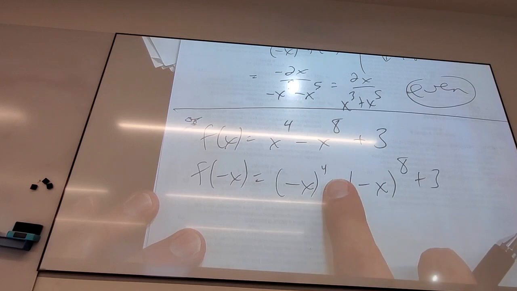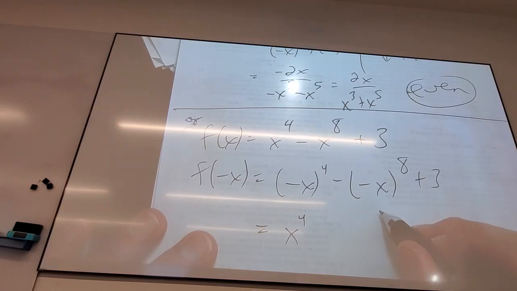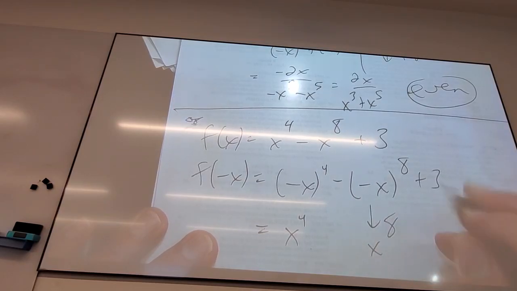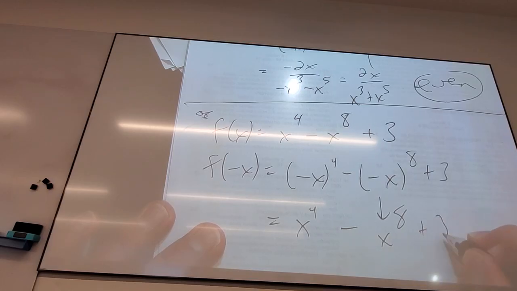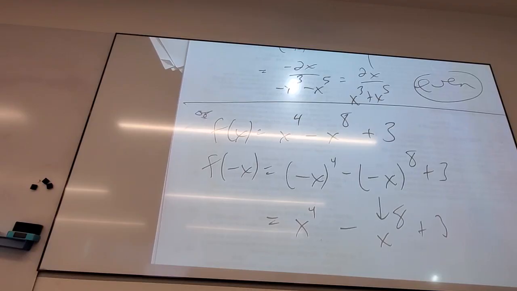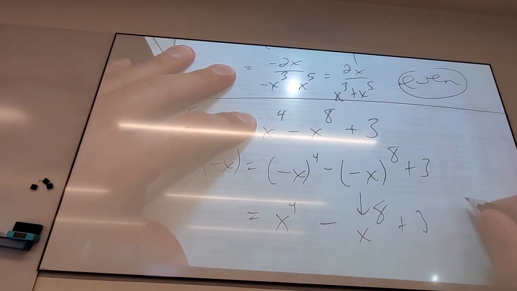What's negative x to the 4th power? X to the 4th power, because 4 negatives cancel, right? Every 2 negatives kill each other. So what's negative x to the 8th? And what's between those two things? This is where people make mistakes. A minus sign, yes. So that negative canceled, that negative's still there, yes? And of course, the 3 doesn't change. So how does that compare to the original? Same. So again, this is even.